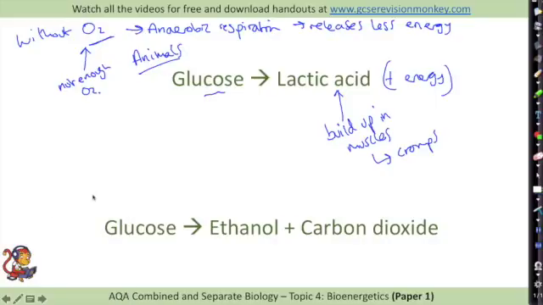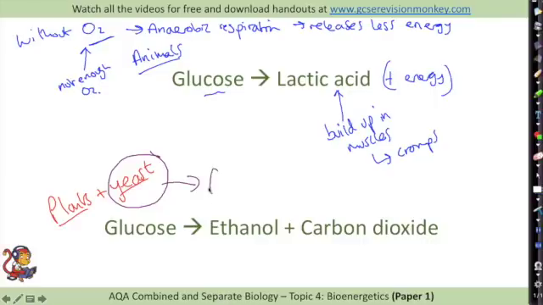Plants and yeast have a different form of anaerobic respiration. This is whereby they take glucose and they produce ethanol and carbon dioxide. And anaerobic respiration in yeast in particular is called fermentation.